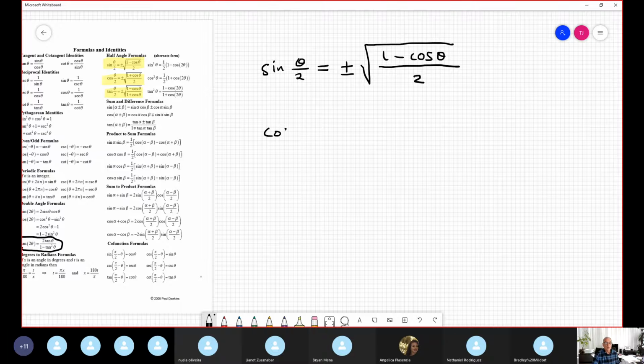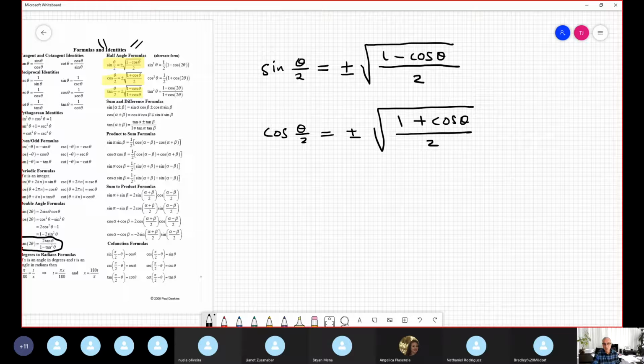Cosine half angle formula is equal to plus or minus again the square root, similar, 1 plus, but it's plus. So it's easy to remember. Divided by 2. You don't need to remember, but it's easy. And tangent half angle is this divided by this.